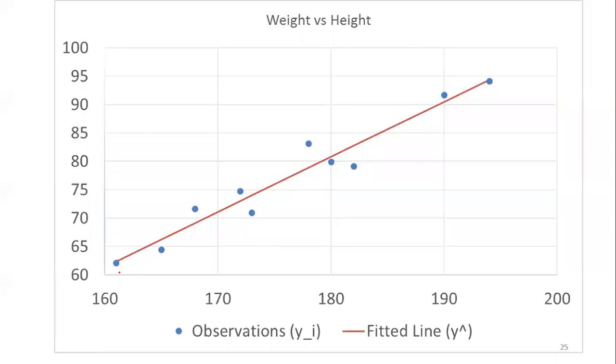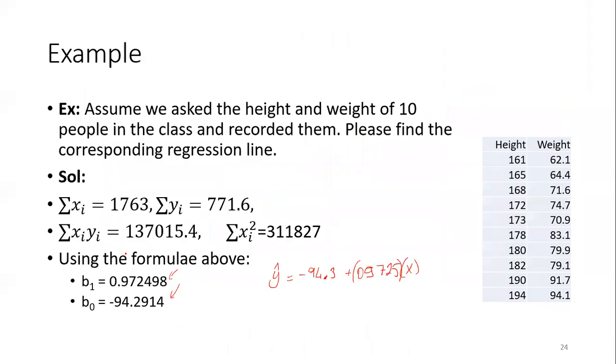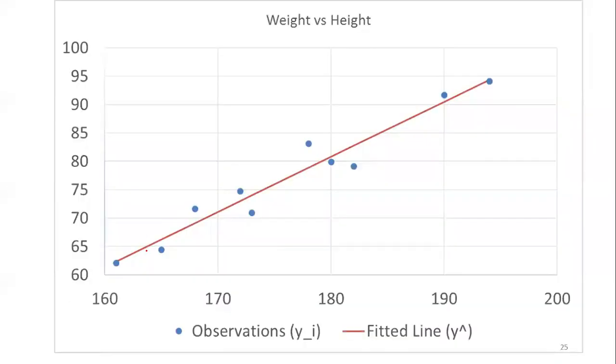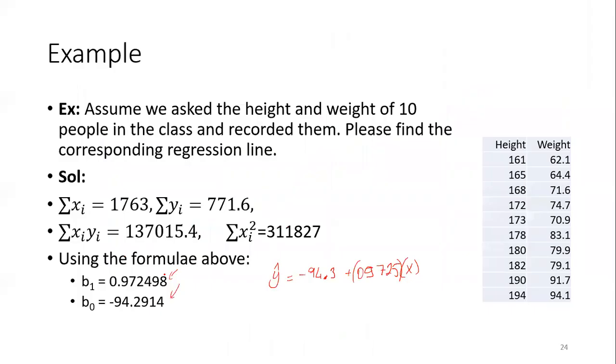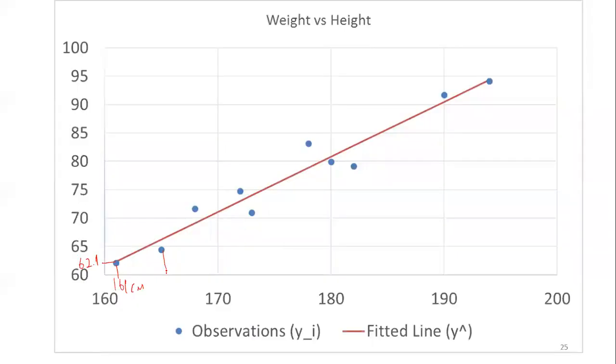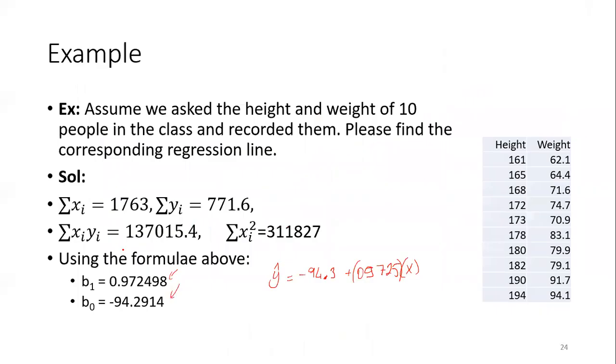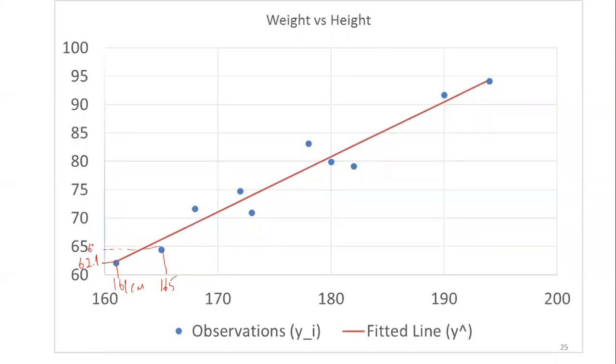So let's look here. These are the data that we have. So 161, 62 points. This is 161 centimeters, just go up, and this is 62.1 kilograms. And how about this one? Sorry, this is 165. And how about its kilogram? That's equal to 64.4, and so on and so forth.